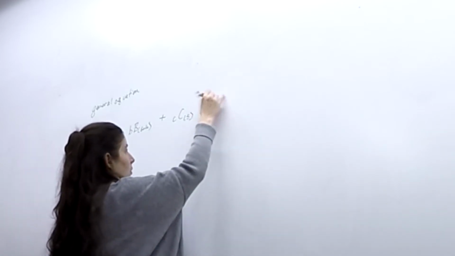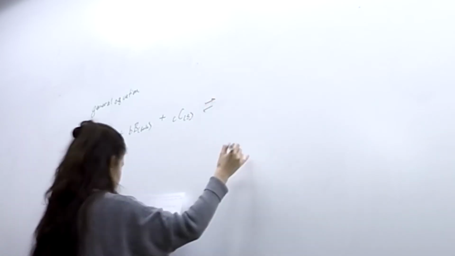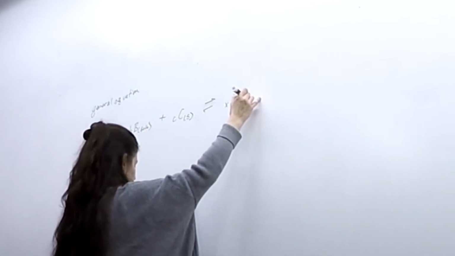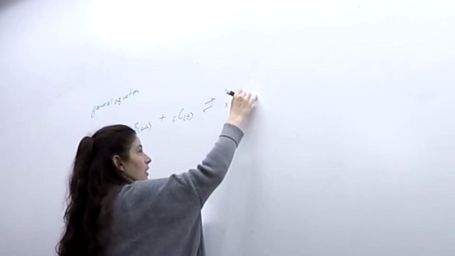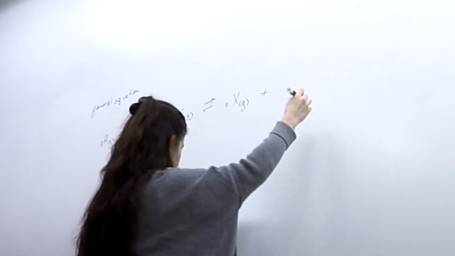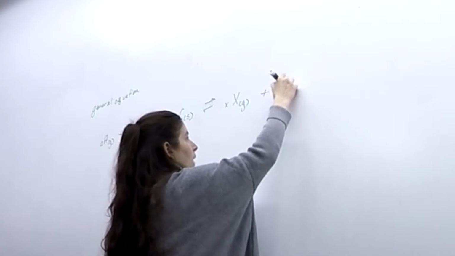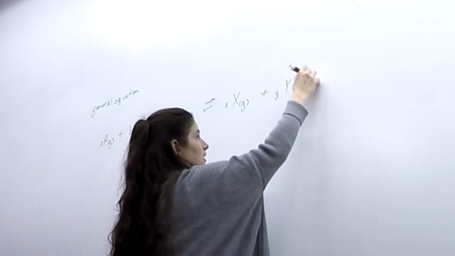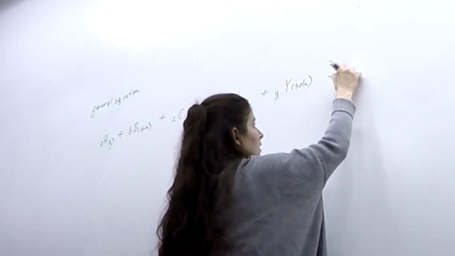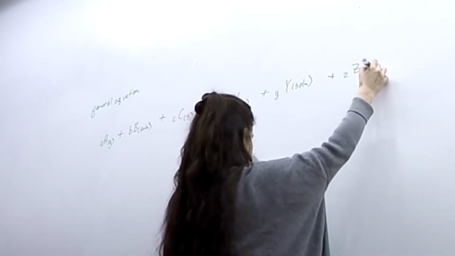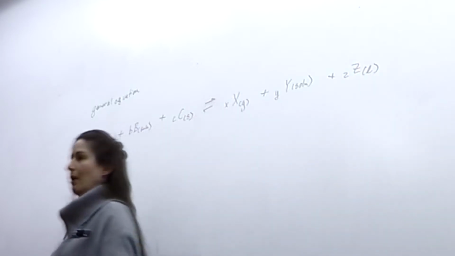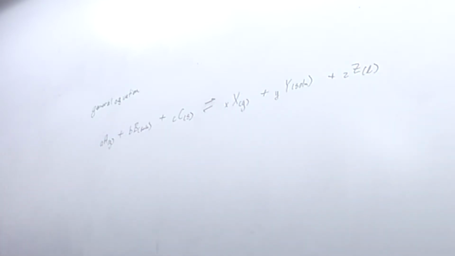All right, so again, we want equilibrium conditions, so the double-sided arrow. Our products, small x is a coefficient, large X is a gas molecule, small y is a coefficient, large Y is another solution. Small z is another coefficient, large Z is a pure liquid. So that would be water or mercury, something pure.